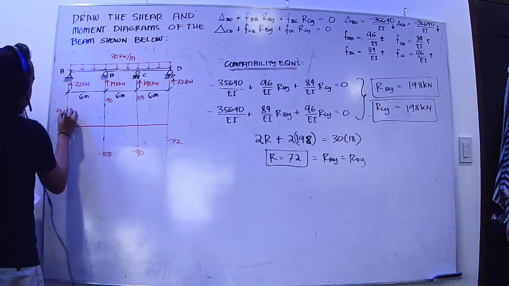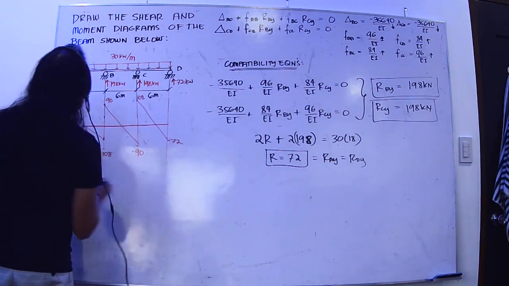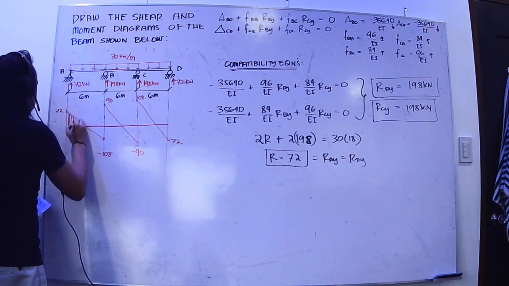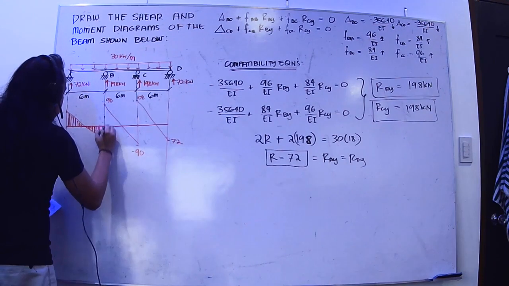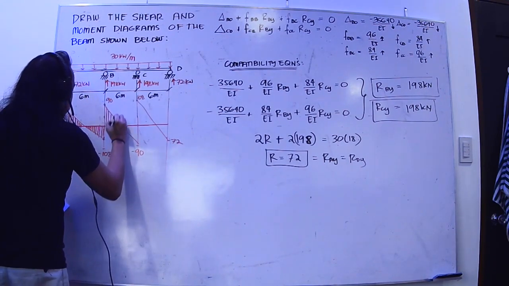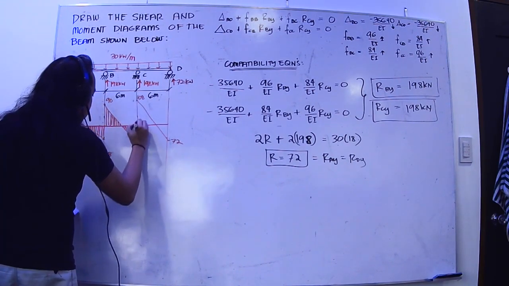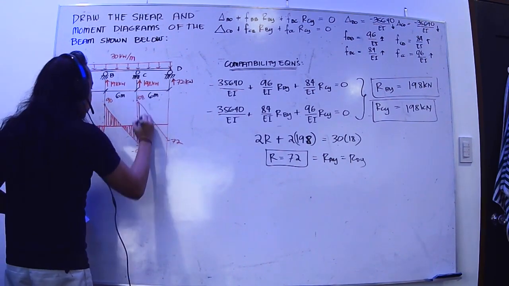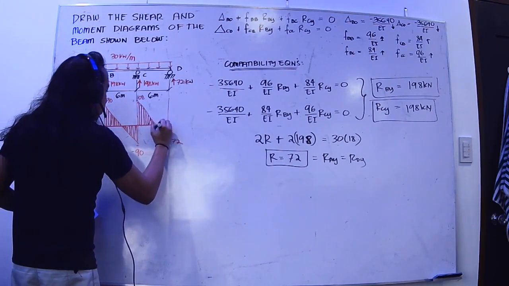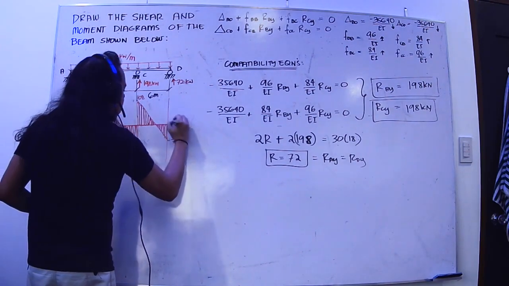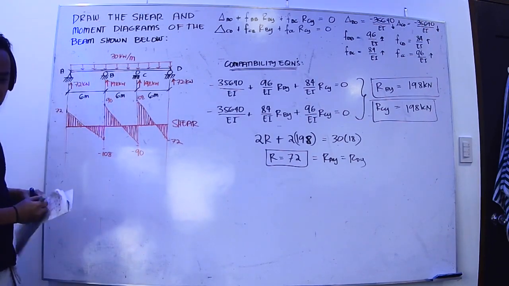So, what is it? A straight line. This is our shear diagram.